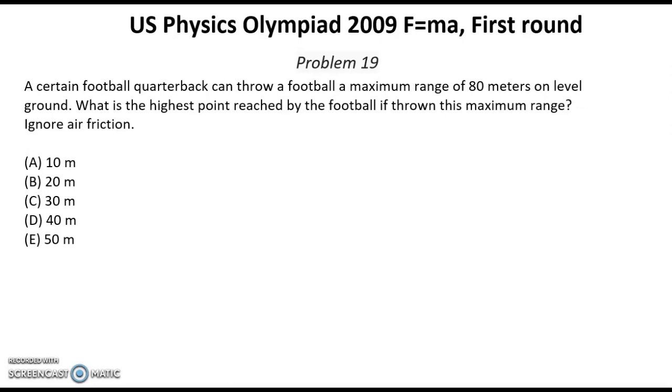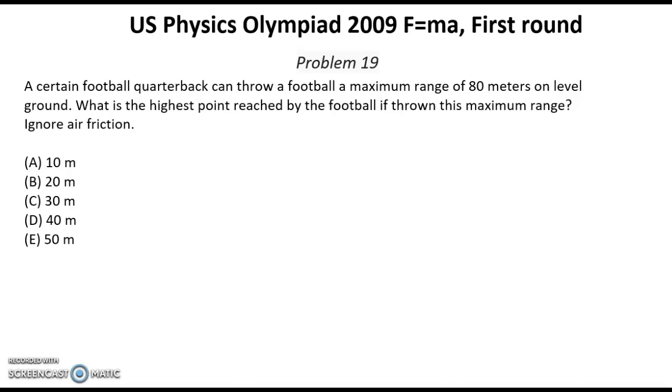A certain football quarterback can throw a football a maximum range of 80 meters on level ground. What is the highest point reached by the football if thrown this maximum range? Ignore air friction. Solution. Here we can use 2 formulas. One is for range and the other for height.